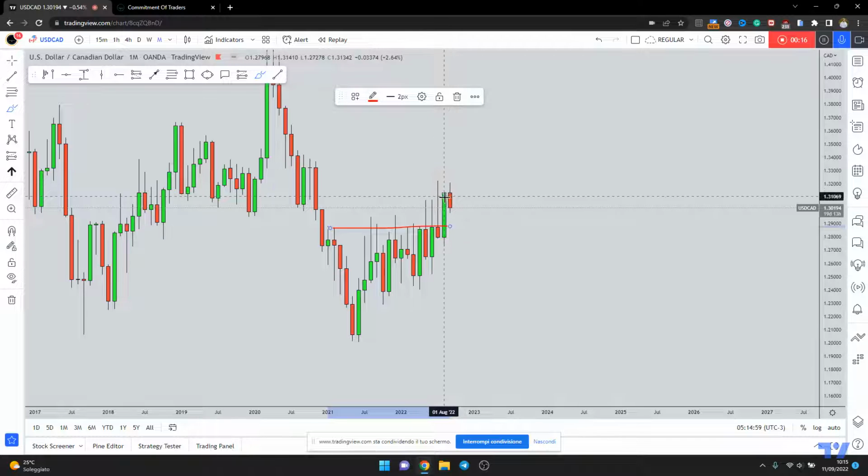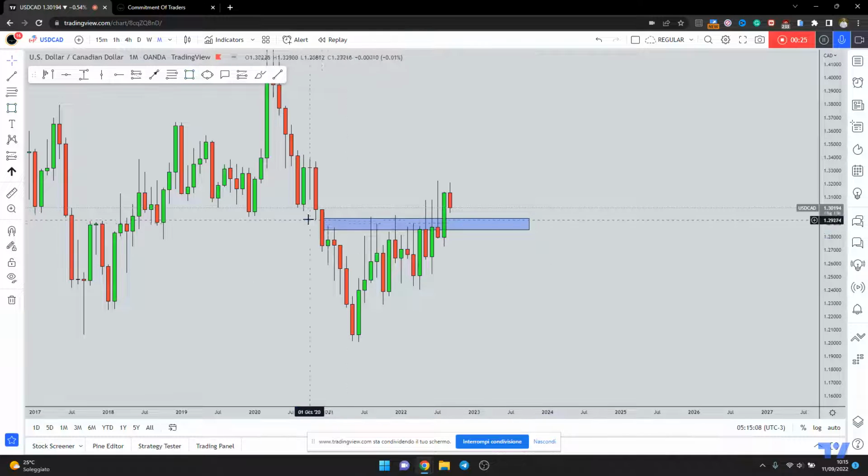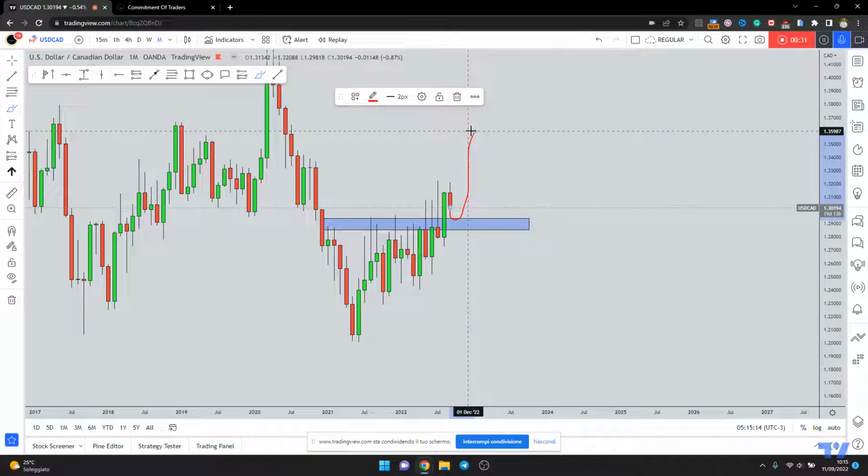However, the market now created this monthly candle here that just closed above the previous resistance, which is now turned support. So what we have is all this level, which is previous monthly resistance, now turns support that we could expect the market to potentially test and then to reject to the upside.